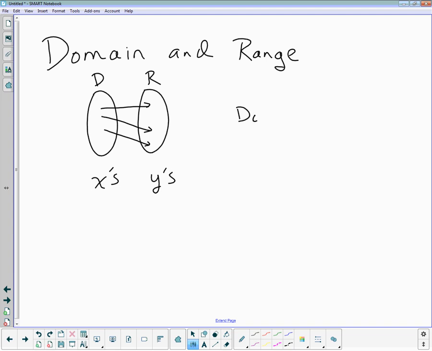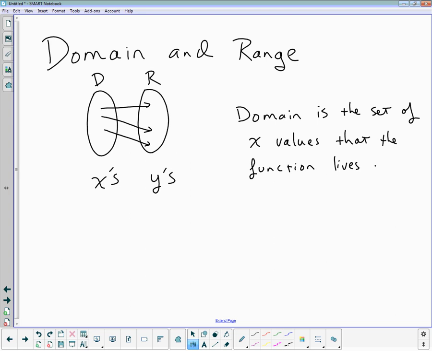The domain, in common words, is the set of values that the function lives in. Notice that it's the x values. It's where your x's live.